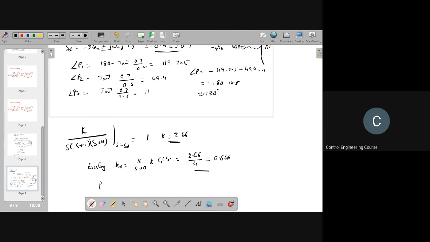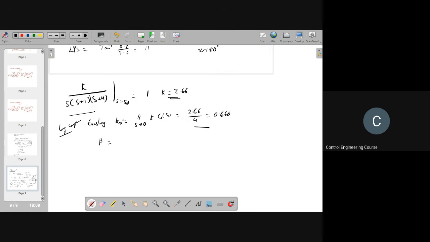So now we are actually going through the lag compensator design, okay? This is the lag compensator. So beta is equal to the required Kv, 5, divided by 0.66. That is 7.5. So the next step is we have to design the pole and zero, right? This is Kv dash. Kv required is 5, this is the desired one.